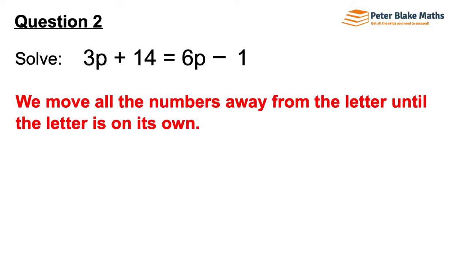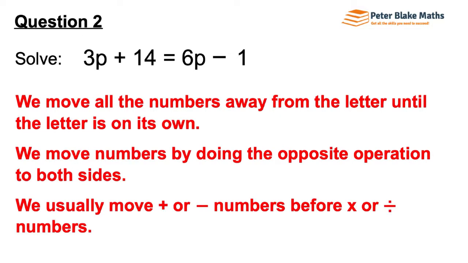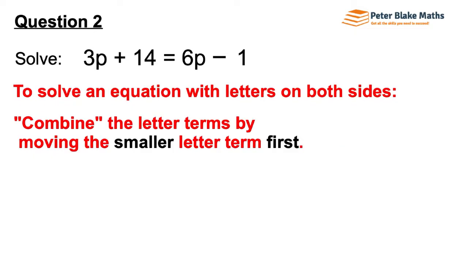Solve equations. We move all the numbers away from the letter until the letter's on its own. We look to move numbers by doing the opposite operation to both sides. We usually move plus or minus numbers before multiply or divide numbers. Here we have letters on both sides. We have a 3p on the left hand side and a 6p on the right hand side.